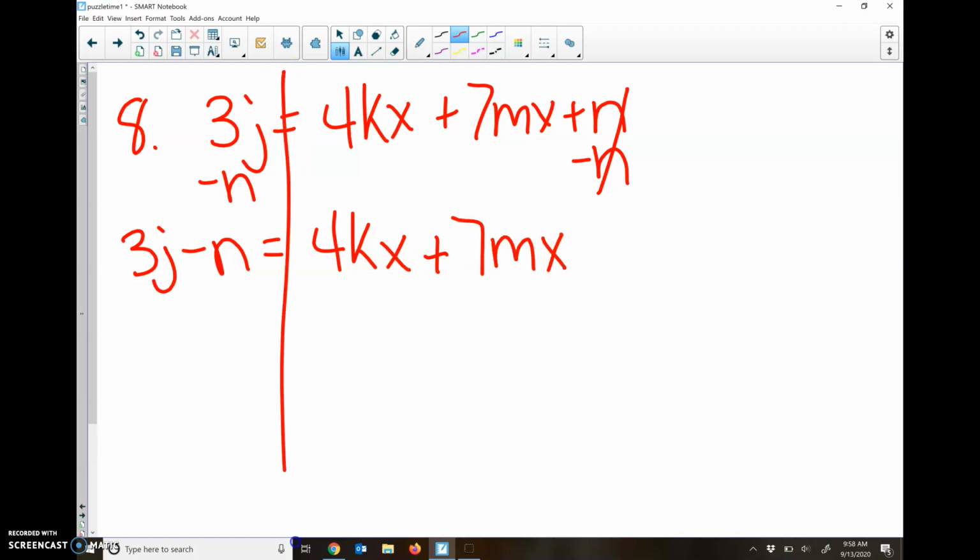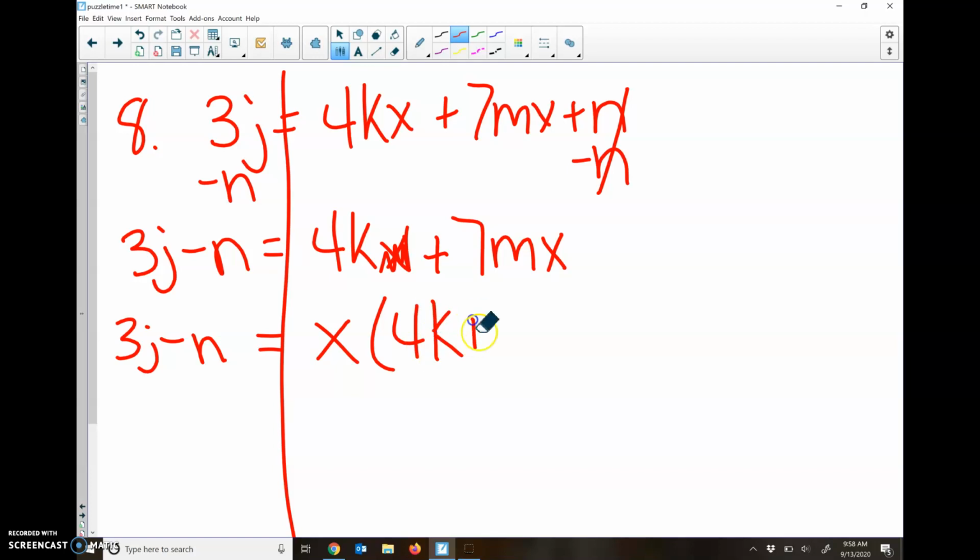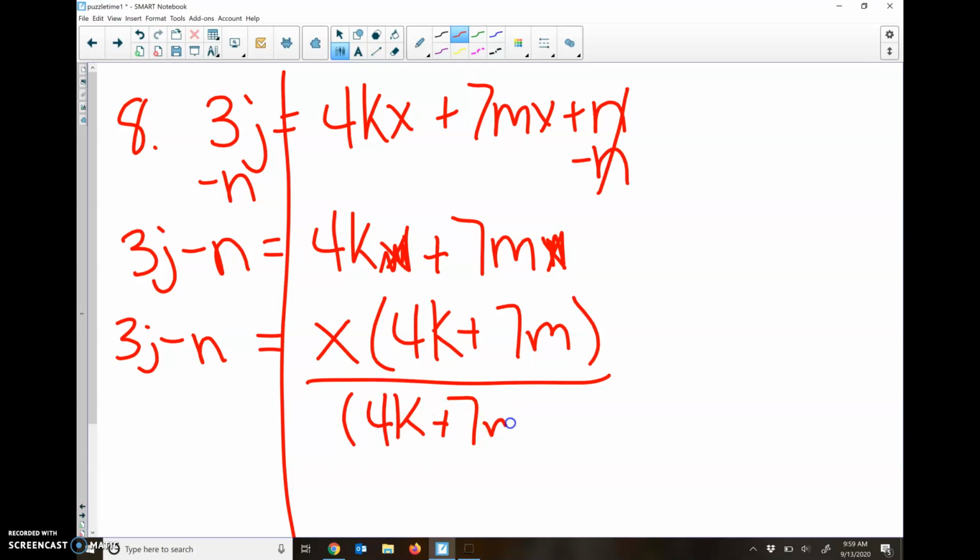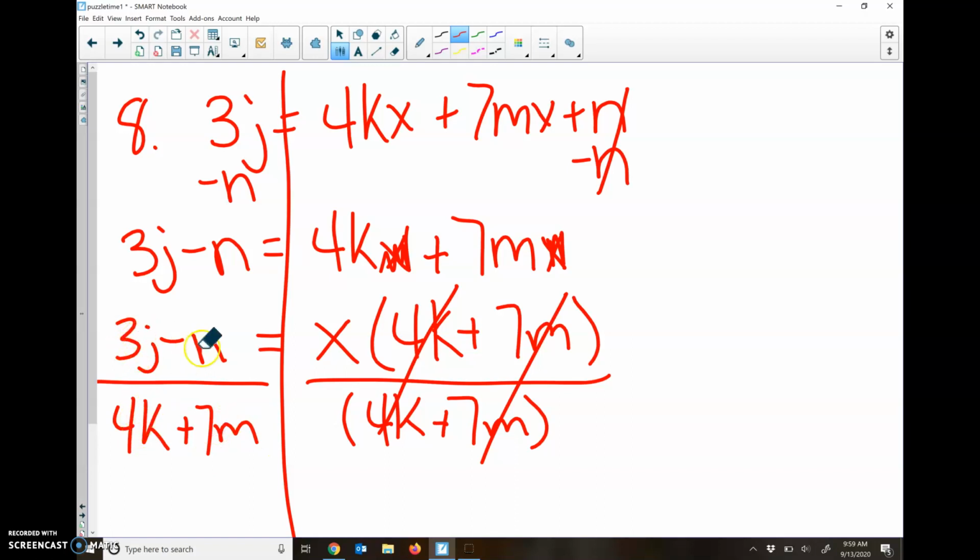Okay, now they both have an x here on the right side, so I'm going to undistribute an x. If I pull out an x from 4kx, I'm just left with 4k. If I pull out an x from 7mx, I'm just left with 7m. And then remember, this means x times 4k plus 7m. So I'm going to divide by 4k plus 7m. 7m over 7m cancel. 4k over 4k cancel. Do the same to the other side. Nothing cancels here. Can't cancel out a j and a k. Can't cancel out an n and an m. So that's just going to be my final answer.